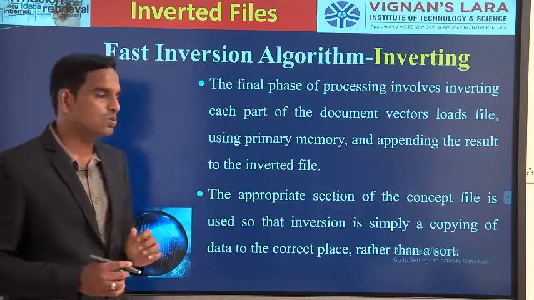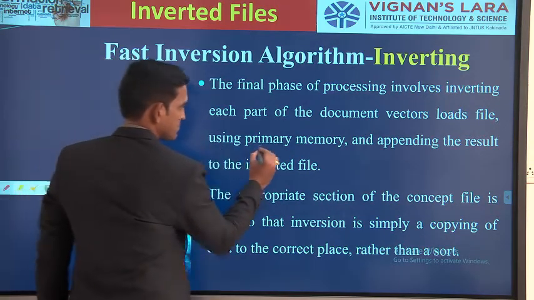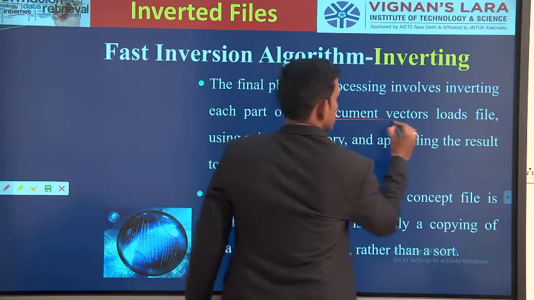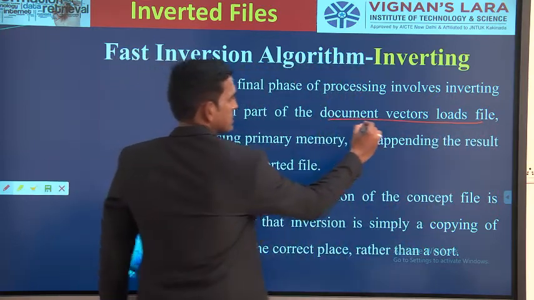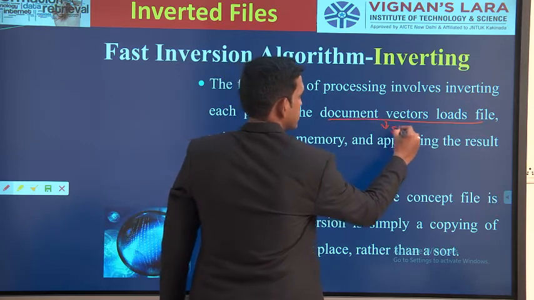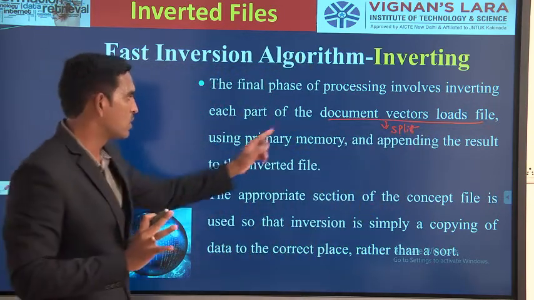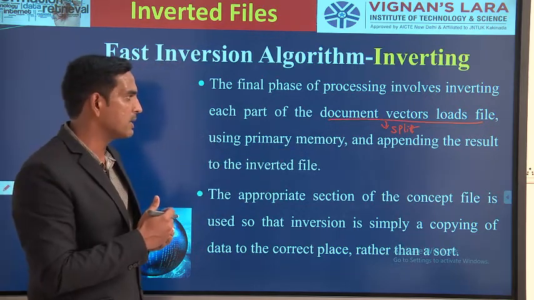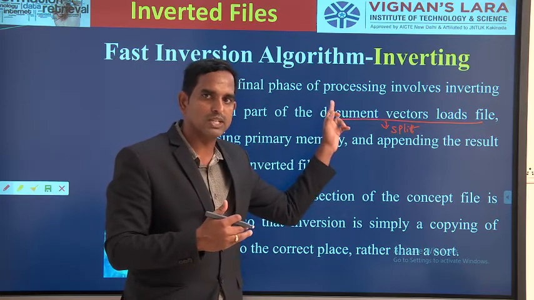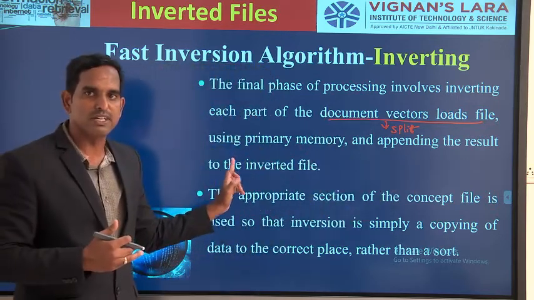So what you have to do? You have to take your document vector load files, that is the splits. You have done the splitting, and the document vector load file is one split. You have to take that particular split, which will be present in the primary memory, perform the inversion, and append the result into an inverted file.